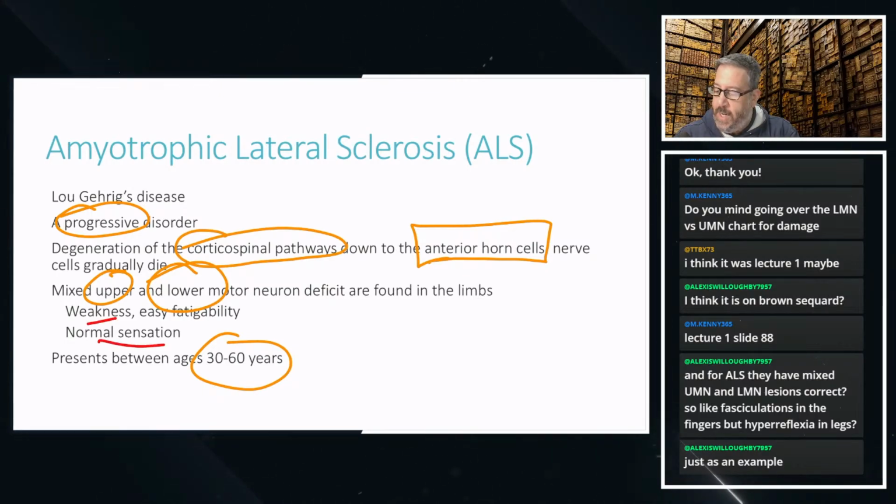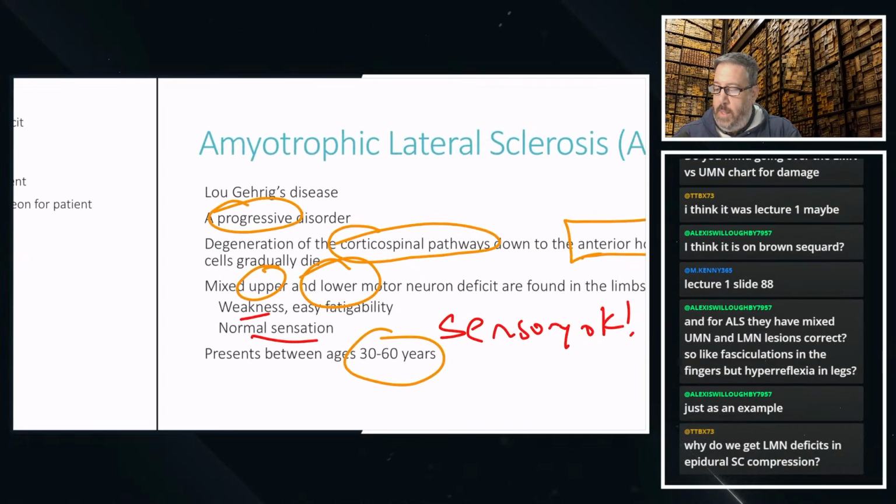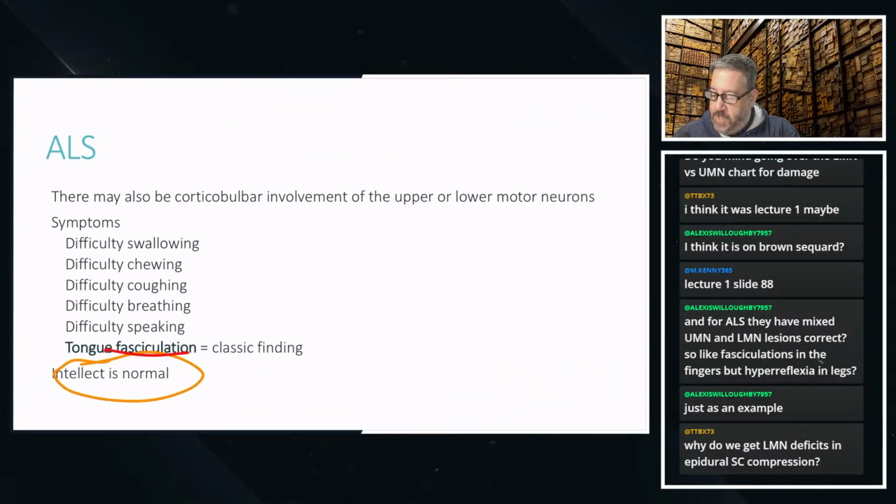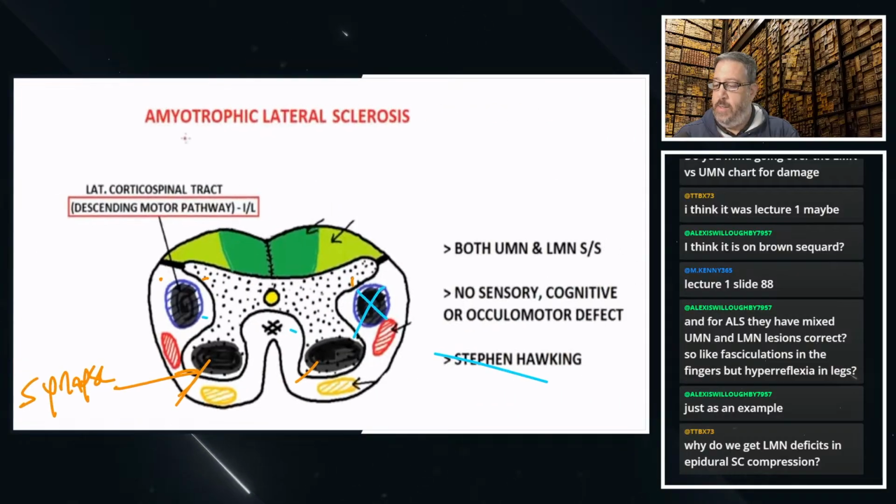Weakness, normal sensation. Remember it. So sensory is okay for these patients. That's the corticobulbar. Tongue fasciculation is a classic finding. We destroy all that, so those synapses can't occur.